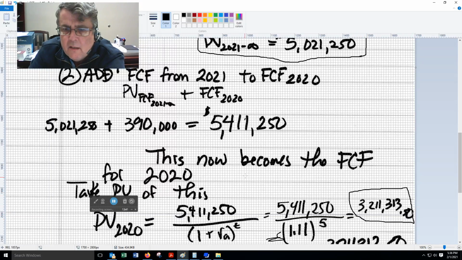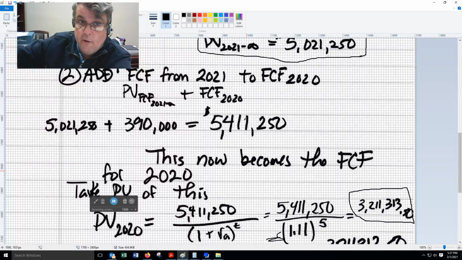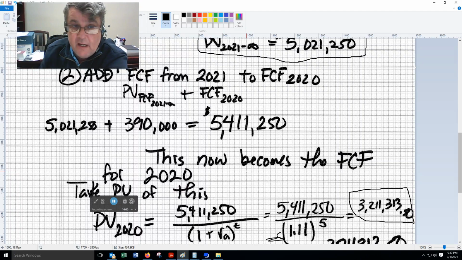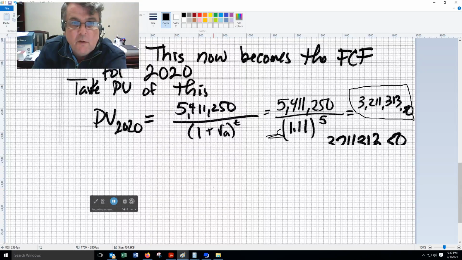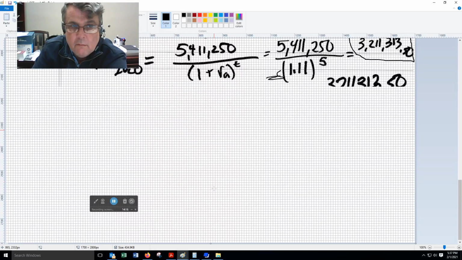That is the present value of those cash flows from 2021 on into 2020, plus the present value in the year 2020 of those future cash values from 2021 on into infinity that we calculated in step 1. That's what all that free cash flow is worth to us right now in 2016, even though it started late 2016, 2021, but the book's old. Okay. So that's step 2.